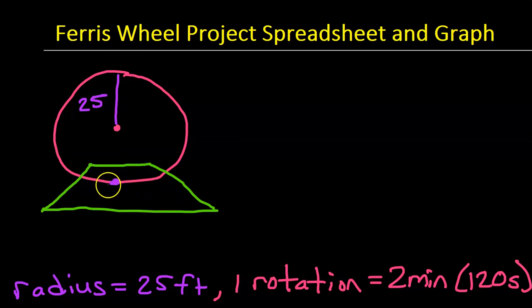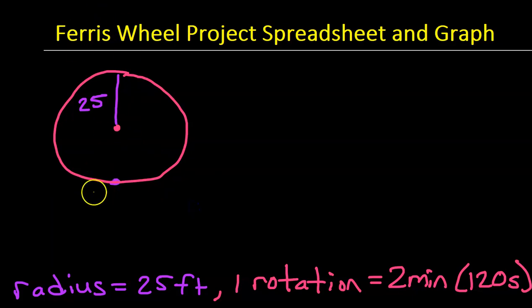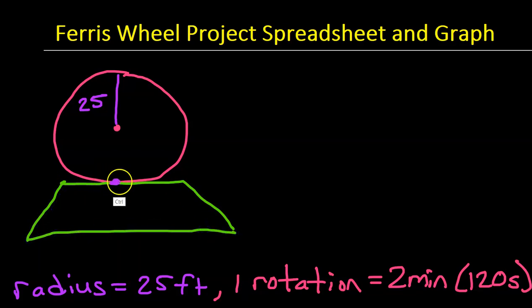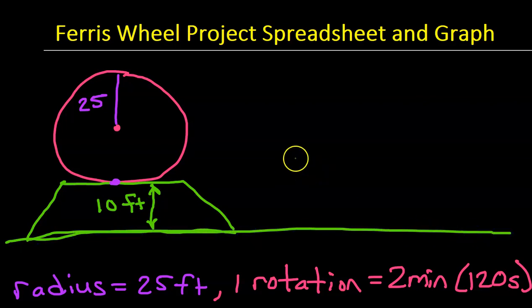Okay, and this platform height, so I don't make it too confusing, I'll let the platform just sit just like this. All right, so this is the platform that people climb to get on the Ferris wheel right here. And the height of this platform is 10 feet. So this is 10 feet right here. And this is the ground, by the way.